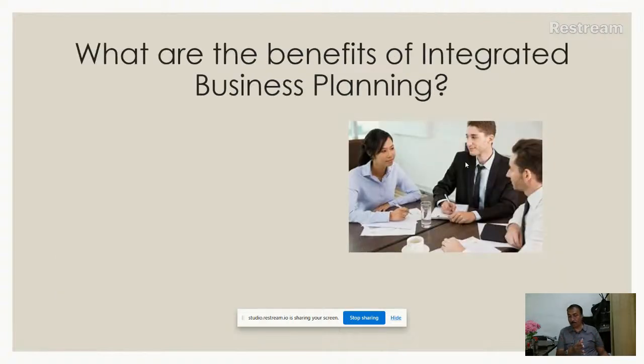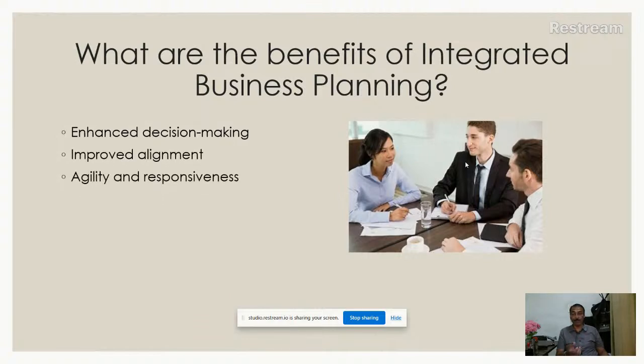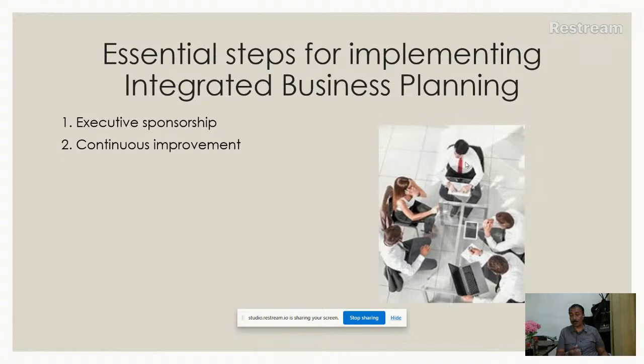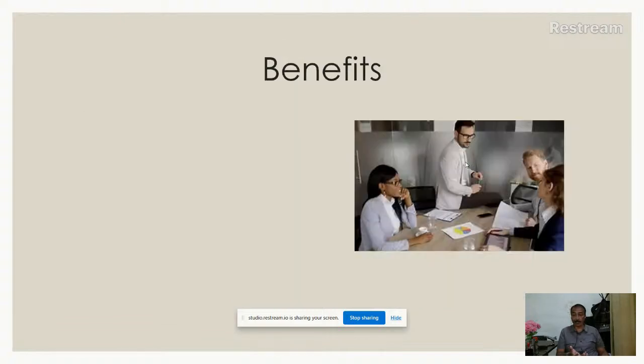So what are the benefits of integrated business planning? Enhanced decision making, improved alignment within the organization and outside the organization. You are going to achieve agility and responsiveness to the customer, optimal resource allocation, and risk management. So what are the steps involved in implementing IBP? One, it has to be sponsored by the top management. The investment is involved, and it can be a huge investment for some organizations, but in any case, now most organizations are adopting IBP as one of their core strengths. Also, the second is continuous improvement must be expected by the management, integration of people and technology, and also the technological application.